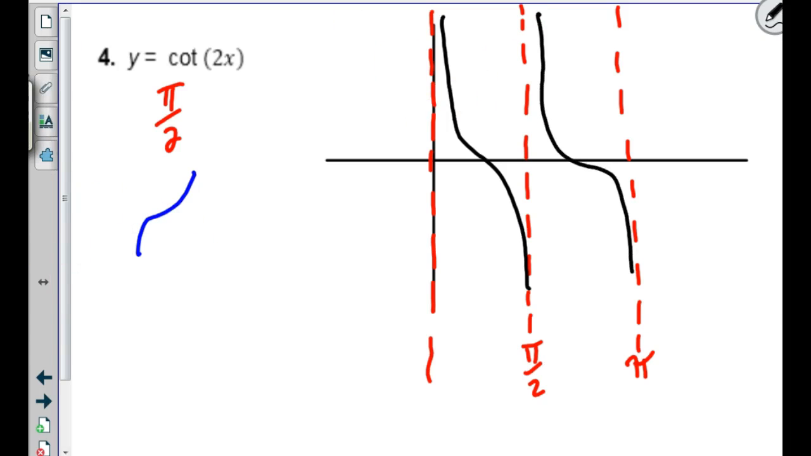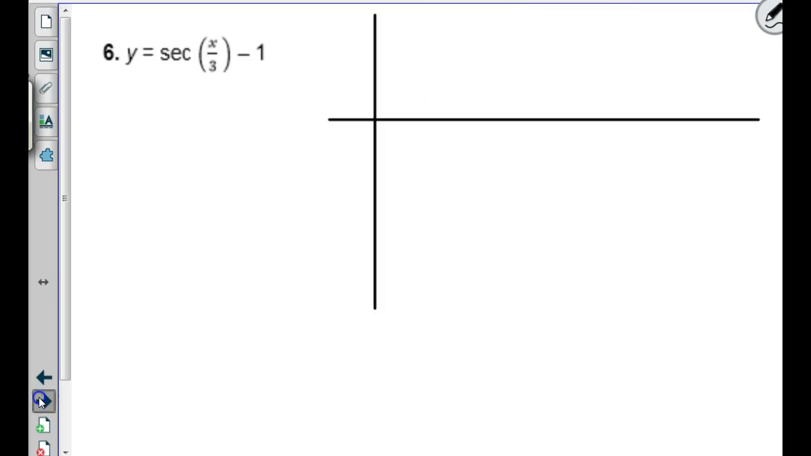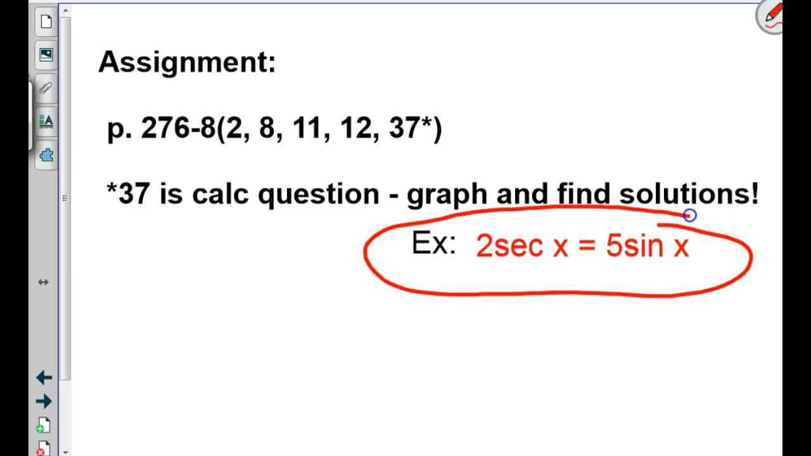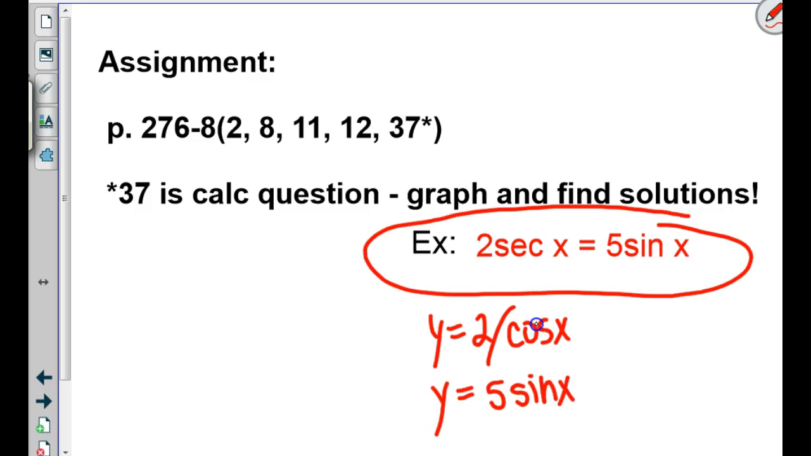All right. Are we out of time? Okay. So this is the assignment. Guys, this last question, is everybody listening? This last question is like this. All you do is you graph it on your calculator. Y1 equals 2 divided by cosine of x. Y2 equals 5 times the sine of x, because secant is the reciprocal of cosine. And then you find decimals where they intersect. And the directions say like between 0 and 2 pi or something. Decimal intersection points.